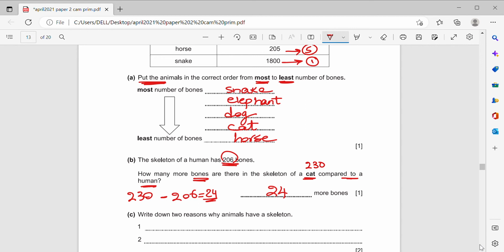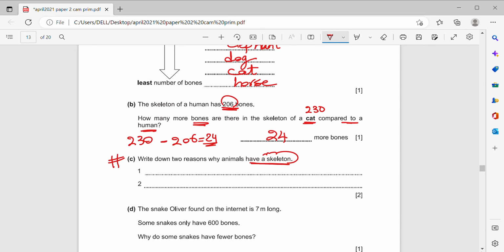Write down 2 reasons why animals have skeletons. This question is repeated very often. Why do animals have skeletons? For great support of their body, to support their bodies. To protect what? Their internal organs.